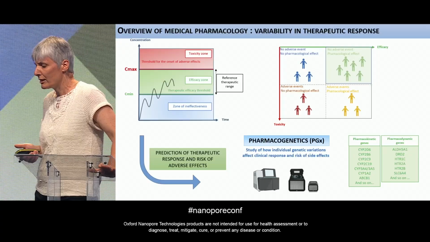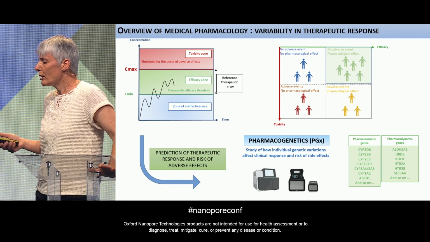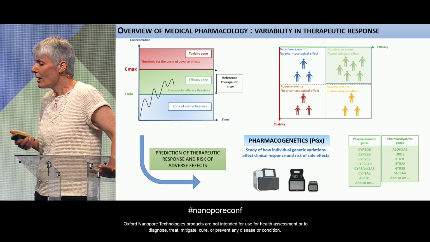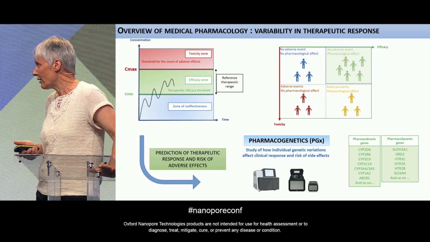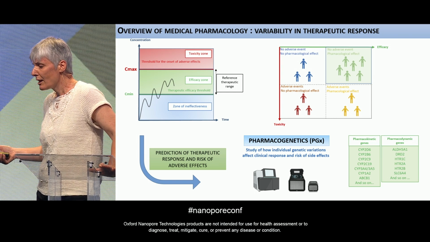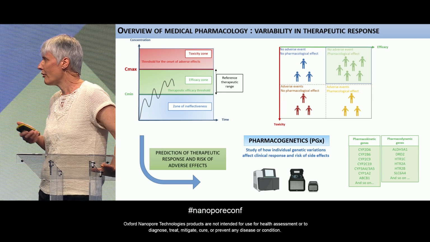So, for that, in my hospital, we decided to work on the prediction of the therapeutic response and the level of risk of toxicity using different drugs. So, we are working on how individual genetic variation can affect clinical response and the level of risk of side effects. So we focus our attention on some genes involved in pharmacokinetics, but also genes involved in pharmacodynamics.